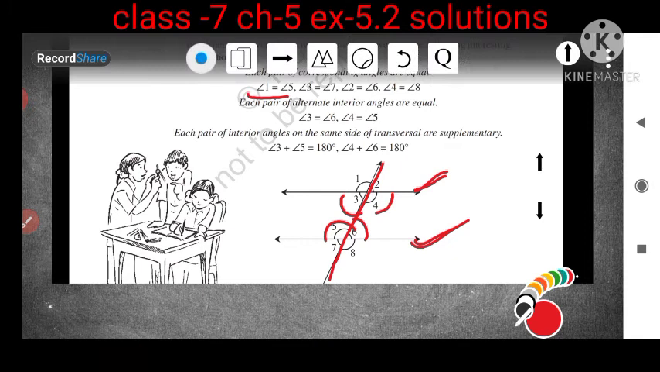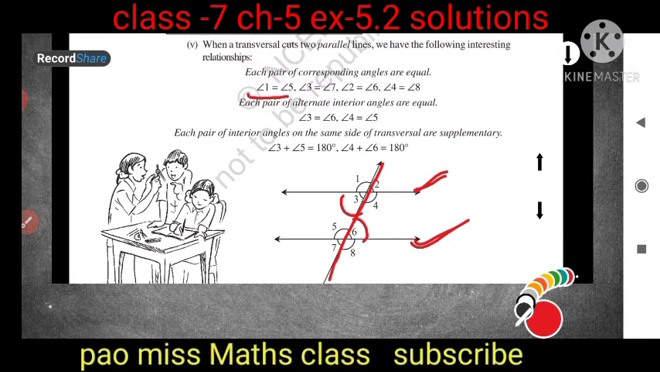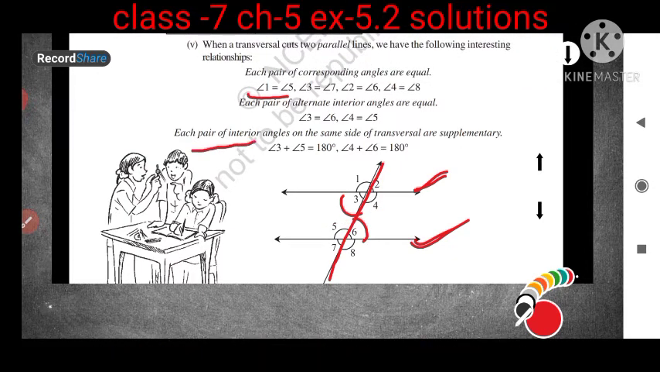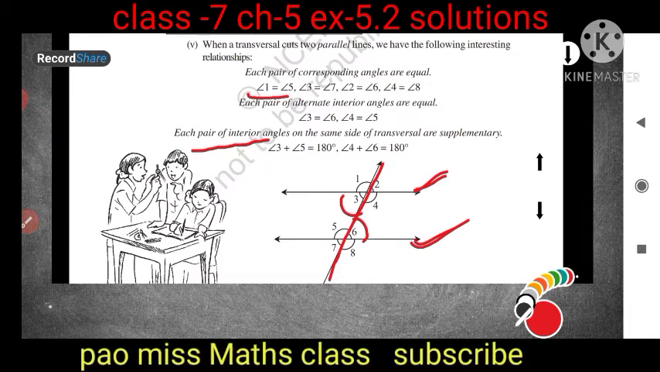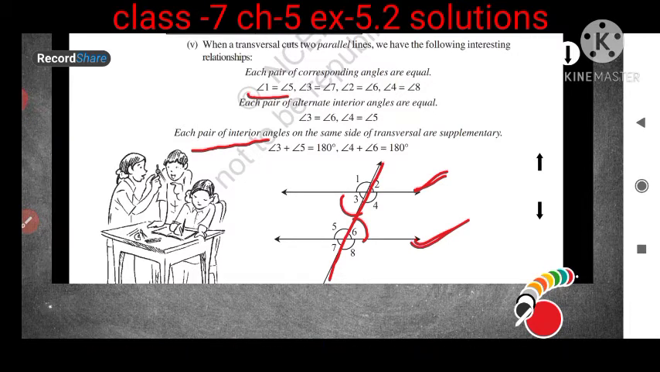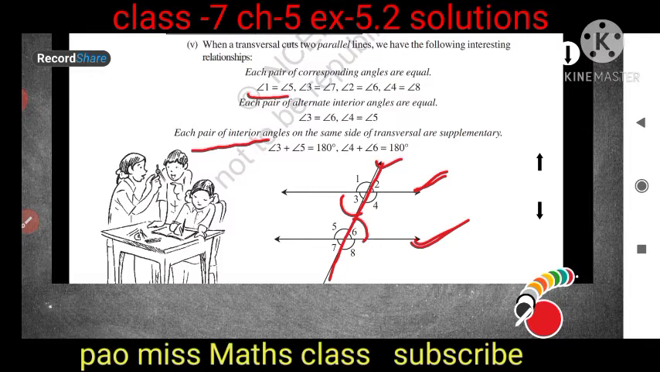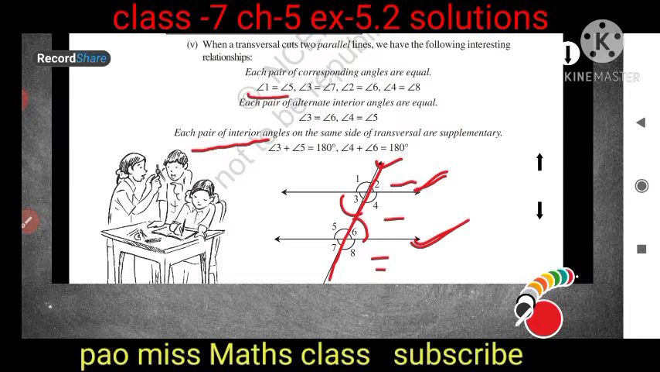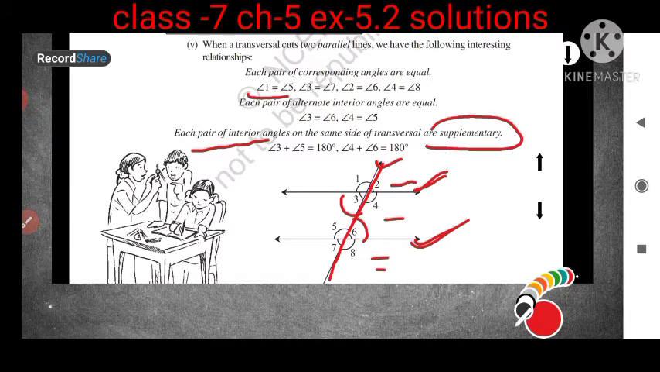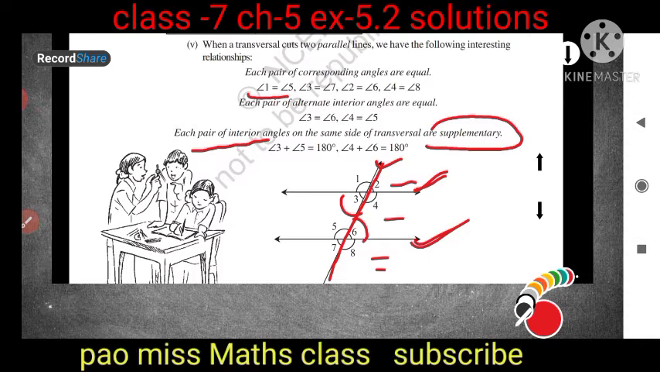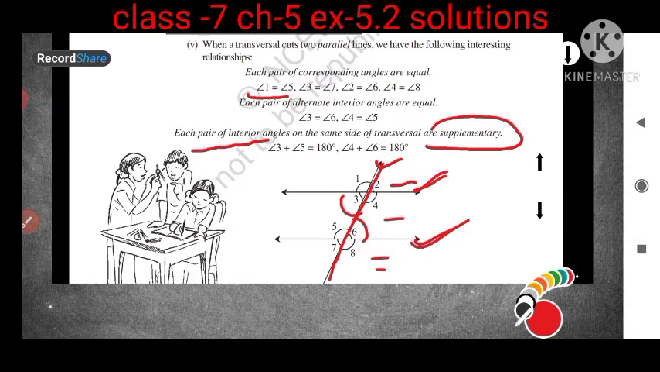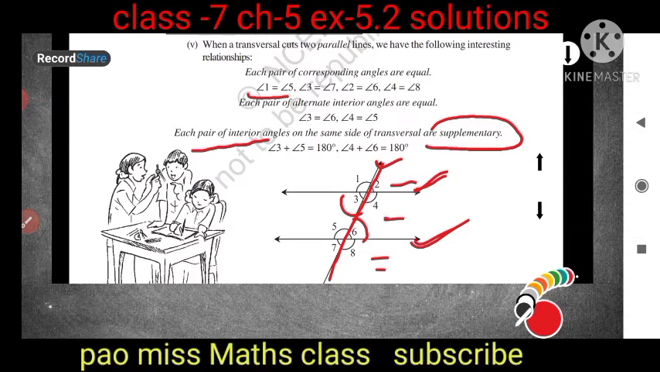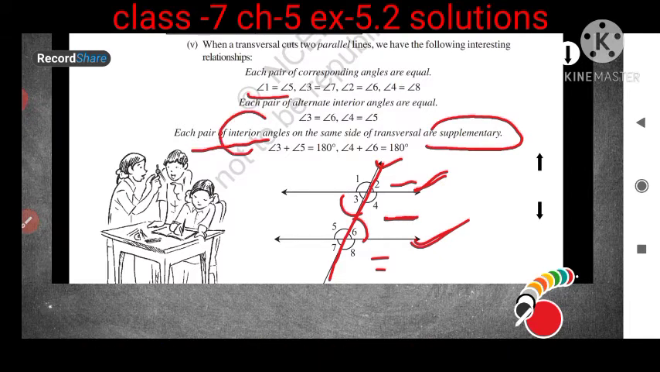Now one more very important thing: each pair of interior angles on the same side of the transversal. If this is the transversal, then these are on the same side. Interior angles on the same side of the transversal are supplementary, which means 180 degrees. Only for the interior angles, not for the exterior.